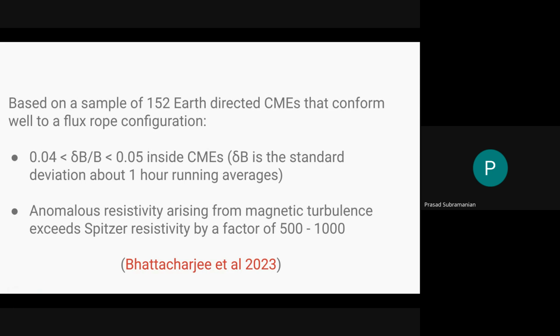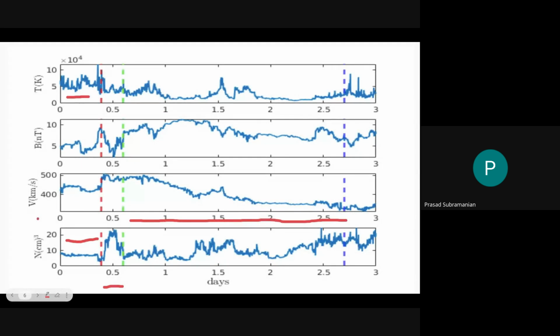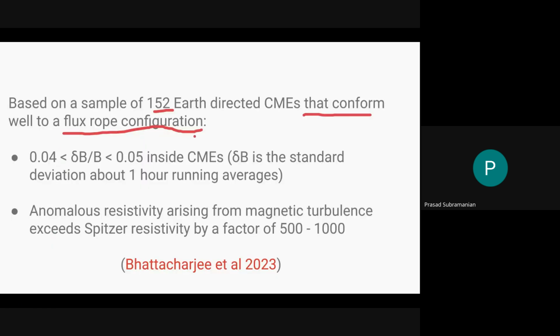We started thinking about this sort of stuff around 2023, well before it got published in 2023. This is Debesh's work, part of his thesis. He gathered a sample of about 152 Earth-directed CMEs that conform well to a flux slope configuration. This obviously involves post-processing to determine this property, so that we can have good confidence in the location of these dashed lines. That's the reason we chose these 152 CMEs.